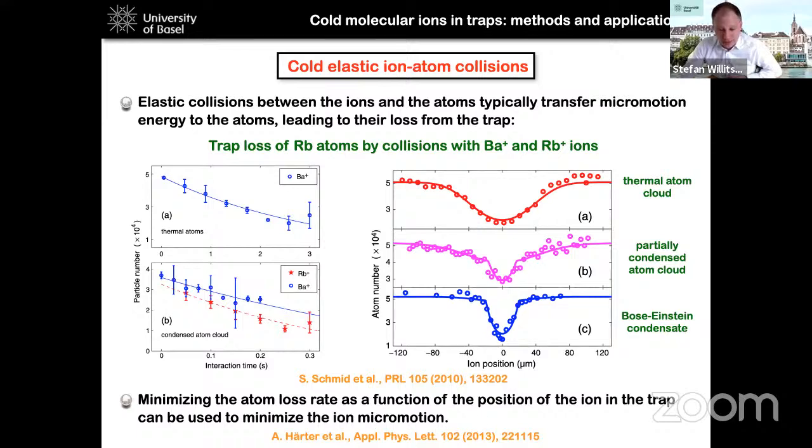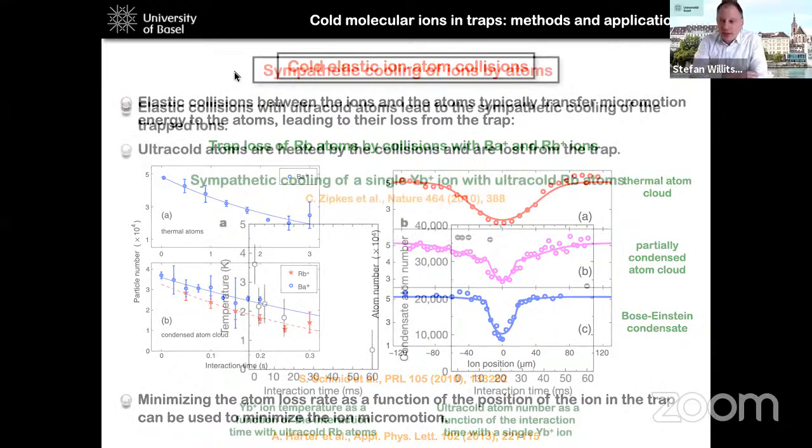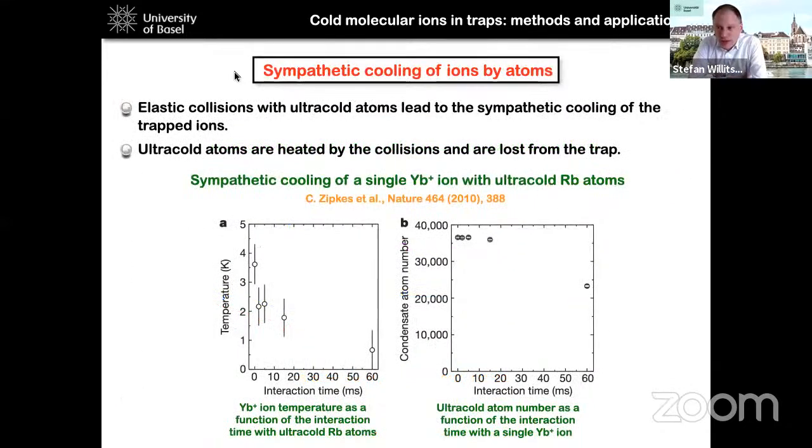And that is shown, for instance, in this paper. Okay. So these elastic collisions can also be used for sympathetic cooling of the ions by the atoms, because these atoms are nothing else than a buffer gas, a cold buffer gas, in which you immerse a typically hotter ion. So by collisions of the cold buffer gas with the ions, you can cool the ions.